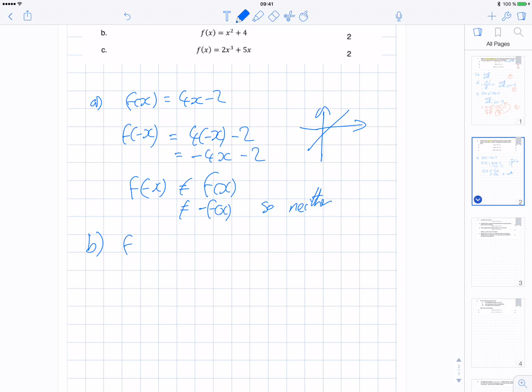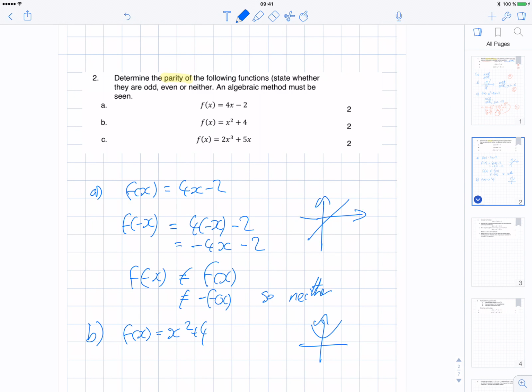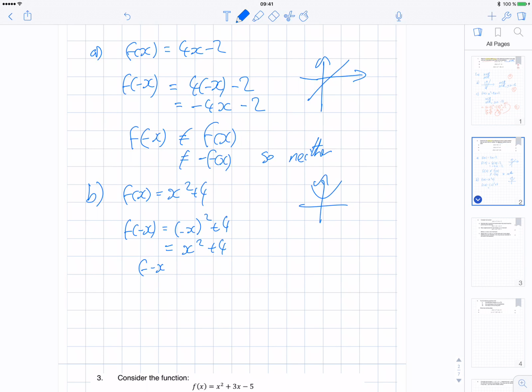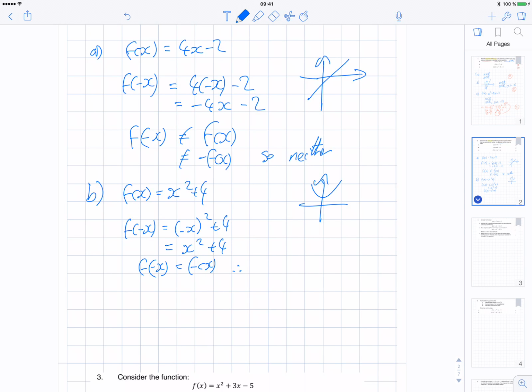Part B, f of x is equal to x squared plus 4. Now I know this is an even function, it's going to do something like this, but I said I'll argue it algebraically. An algebraic method must be seen. So f of minus x is equal to minus x squared plus 4. When minus x is squared, I get that. And then I must state it is equal to f of x, and therefore even.